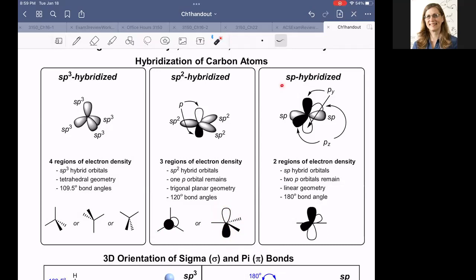Okay, and an sp hybridized atom has two hybrid orbitals that are linear, 180 degrees to each other, plus two p orbitals that haven't been hybridized. So it starts getting a little messy. Sp hybridized atoms are kind of hard to draw. So again, here's our py orbital, and here's our pz orbital. And we use those hybrid orbitals typically to form our sigma bonds. So if we draw those just as straight lines, here we see our 180 degree bond angle.